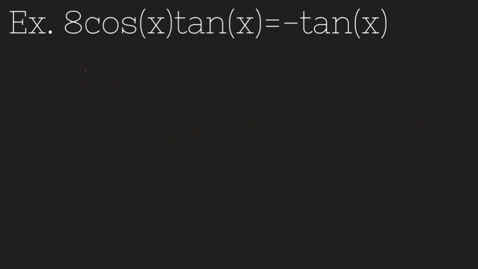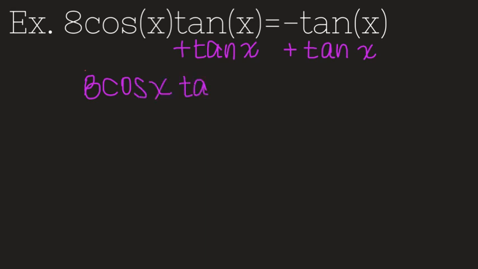Okay, so when we're looking at our problem here, the first thing that we're going to see is that we just want all of our terms on one side, so I'm going to add tangent of x to both sides. Now I can't really combine it with my 8 cosine of x tangent of x, but I can just write it on the same side, so plus tangent of x equals 0. Now I can see that I have two terms. I have 8 cosine of x tangent of x as my first term, and just tangent of x as my second. So I want to try to factor, and I can.